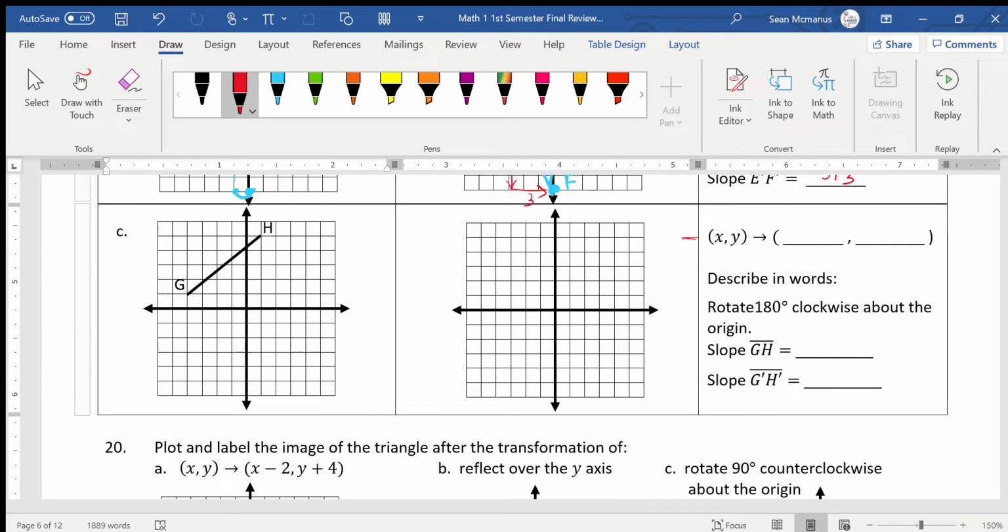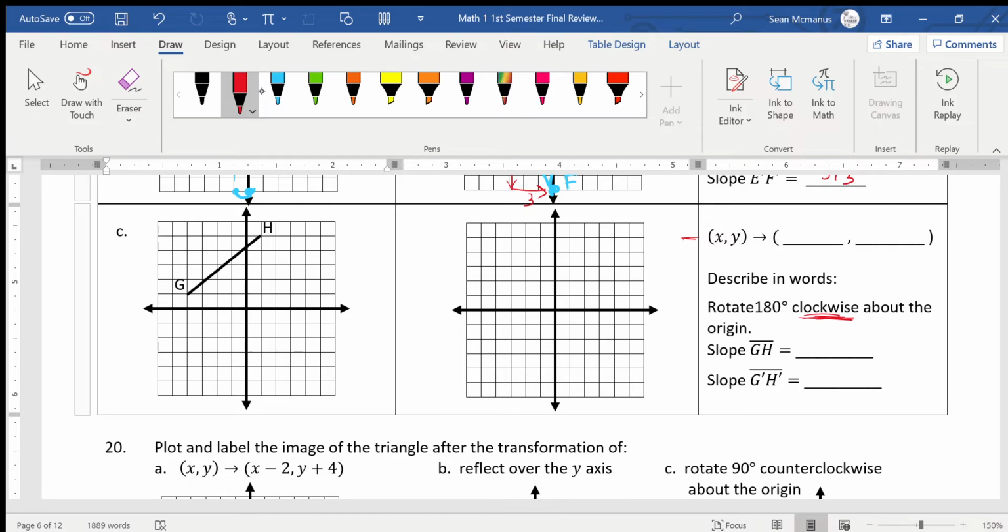So if I remember what our rules were, every 90 degrees I rotated counterclockwise. Actually, 180 counterclockwise and 180 clockwise are the same thing, right? Doesn't matter which direction you turn around. If you turn around 180 degrees, you're in the same place.